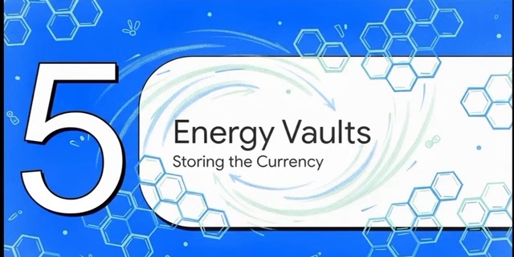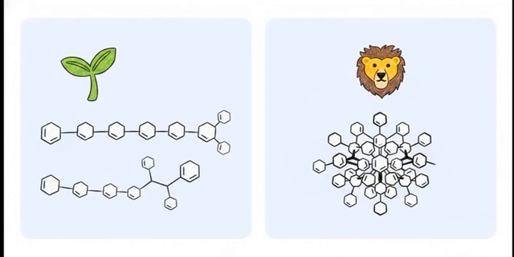All right, Section 5, energy vaults, starch versus glycogen, and how we store the currency. Comparing these ultimate energy vaults side by side really reveals nature's incredible design. On the left, we have starch. This is the primary storage polysaccharide of plants. It's a polymer of alpha-glucose made of 2 distinct parts: amylose, which is unbranched and makes up 15 to 20%, and amylopectin, which is branched and handles the remaining 80 to 85%.